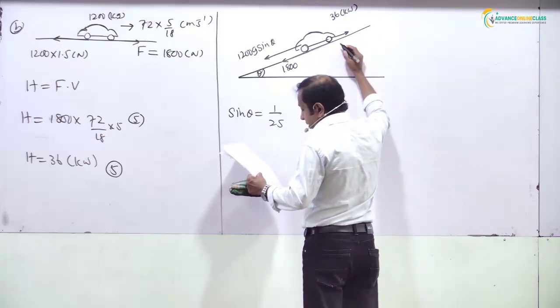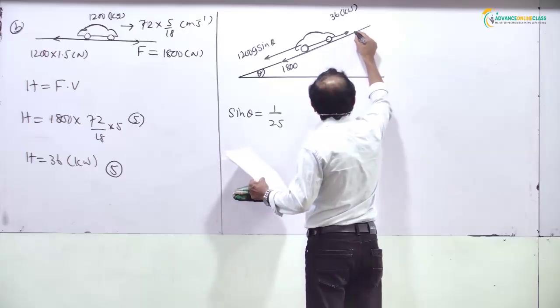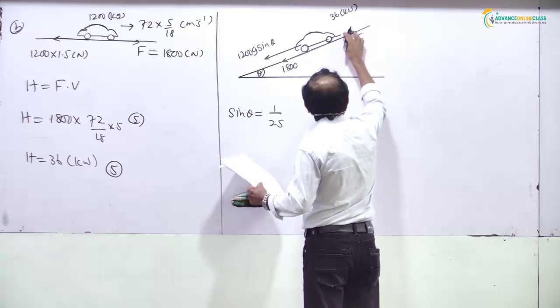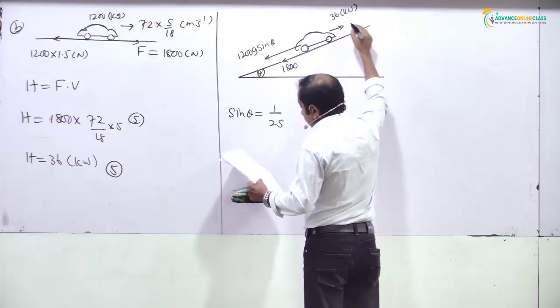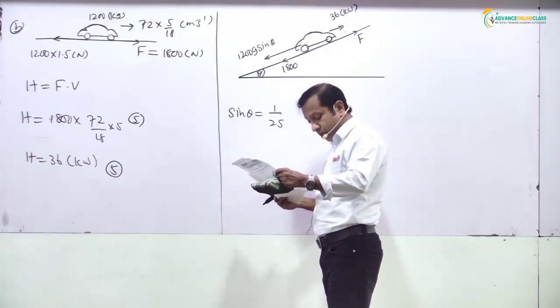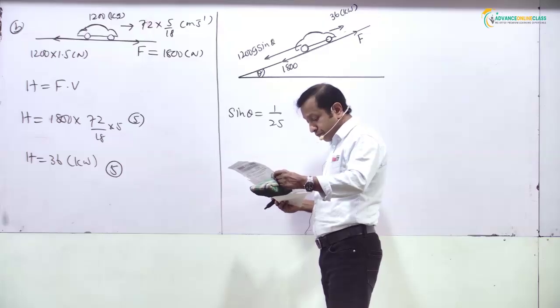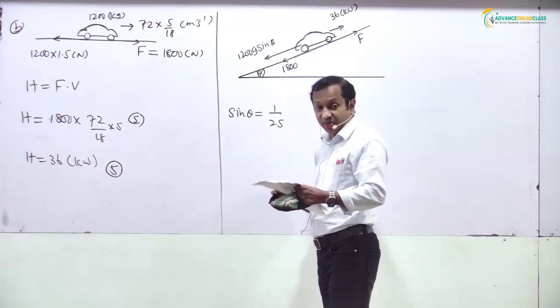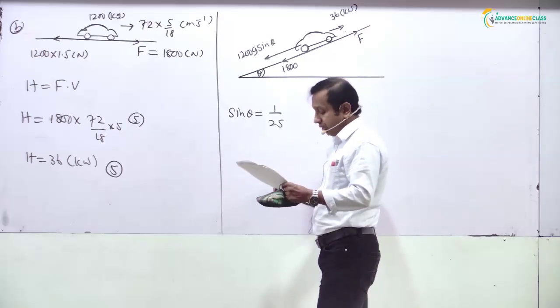And tractive force is there. Suppose the tractive force is F, this moves with the velocity. What is asked there? When the motor car moves with velocity 45 km per hour, find its acceleration, not retardation. It should be acceleration, 45 kmph.